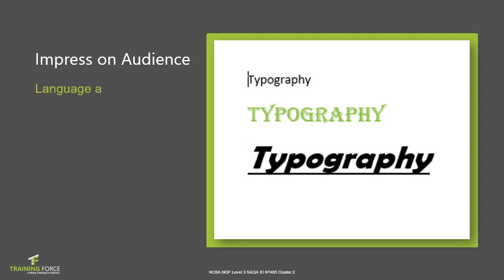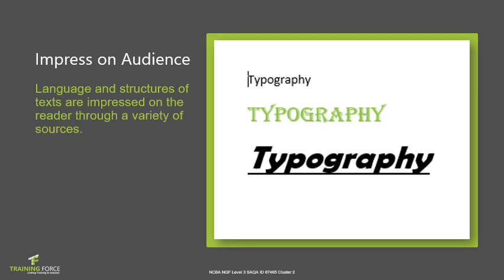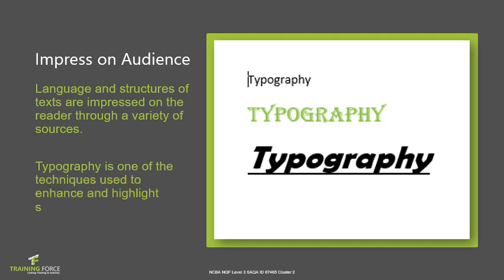Now, there are different ways in which the media or an author will impress themselves on a particular reader, because language and structures of text are impressed on the reader with a variety of sources. One of these is typology. Typology is one of the techniques that enhance and highlight specific text to get your attention. It is the look of printed matter. So they would enhance the text by bolding it, italicizing it, underlining it, making it a different color, or making it big. They'll make certain words stand out to get your attention to those words, whatever the case may be.